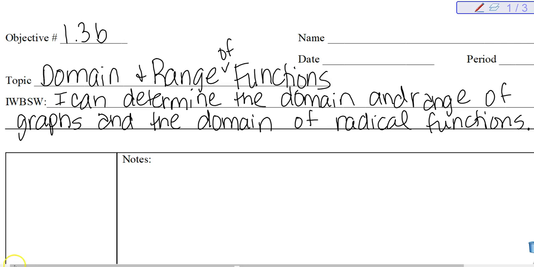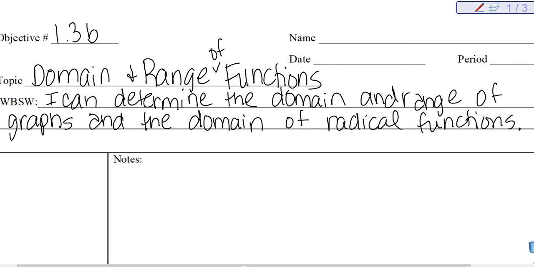Today we're just reviewing some things that we already know. We're almost done with Unit 1. We're almost done reviewing things we know, but these are things that are crucial for the rest of the year. So today's topic is domains and range of functions. Just the basic review. And today you can say you're successful if you can determine the domain and range of a graph, and then you can give me the domain of a radical function.